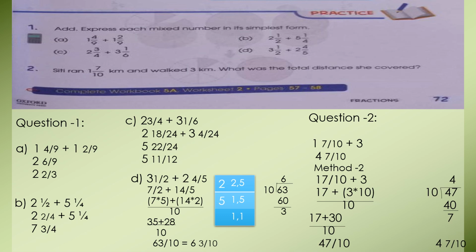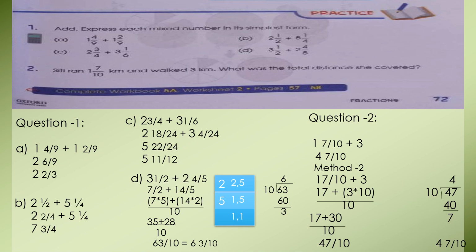Here the denominator is same in both the fractions, so simply we first add up the whole numbers, 1 plus 1, which becomes 2, and 4 plus 2 is 6 in the numerator and 9 in the denominator. We can further reduce the 6 over 9 by dividing it by 3, so we have 2 whole number 2 over 3. In part B, we have 2 whole number 1 over 2, and we have to add it to 5 whole number 1 over 4.